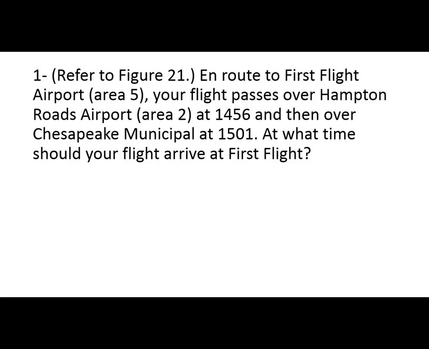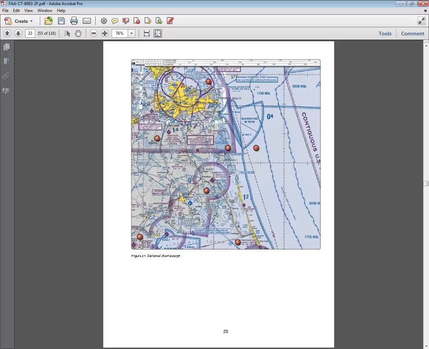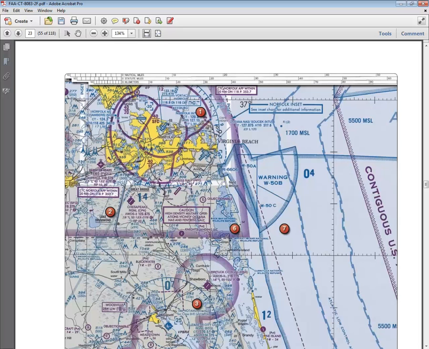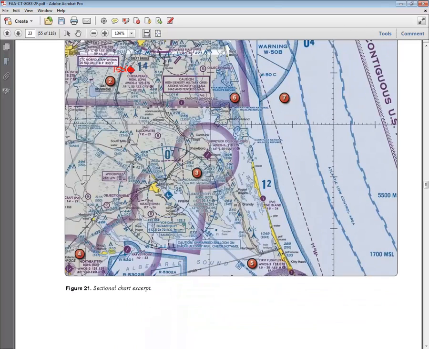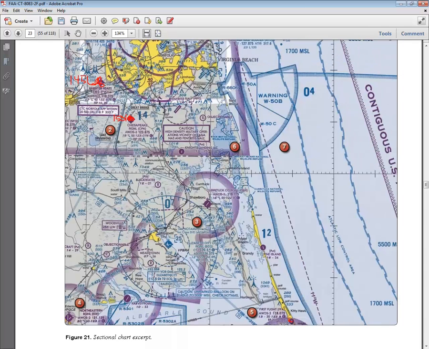So let's take the information we've been given here, and we're going to figure out what time we'll arrive at First Flight. So we know, according to the question, and if you're looking at the figure here, we flew over Hampton Roads here, and we flew over that at 14:56. And we flew over Chesapeake Regional, flew over this airport at 15:01. And the question is what time should we arrive at First Flight Airport here? So this is simply a time, speed, and distance question.